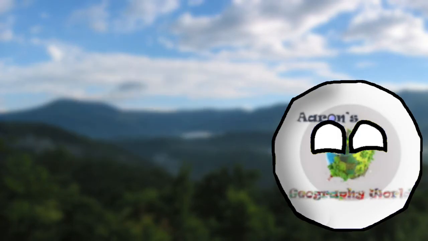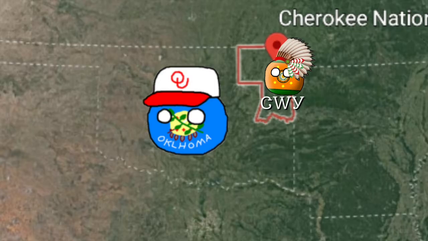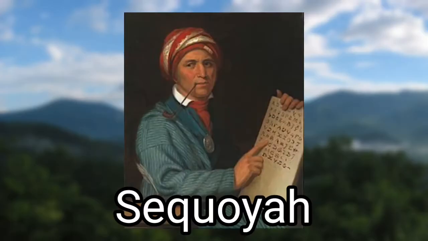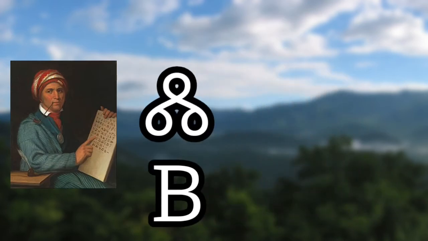Hi guys, Aaron here. In this video, I'll explain the Cherokee alphabet. The Cherokee alphabet is a writing system used by Cherokee people of the Cherokee Nation inside Oklahoma. The writing system was made by Sequoia, a man who couldn't read English, so he took letters from English and made his own letters as well.